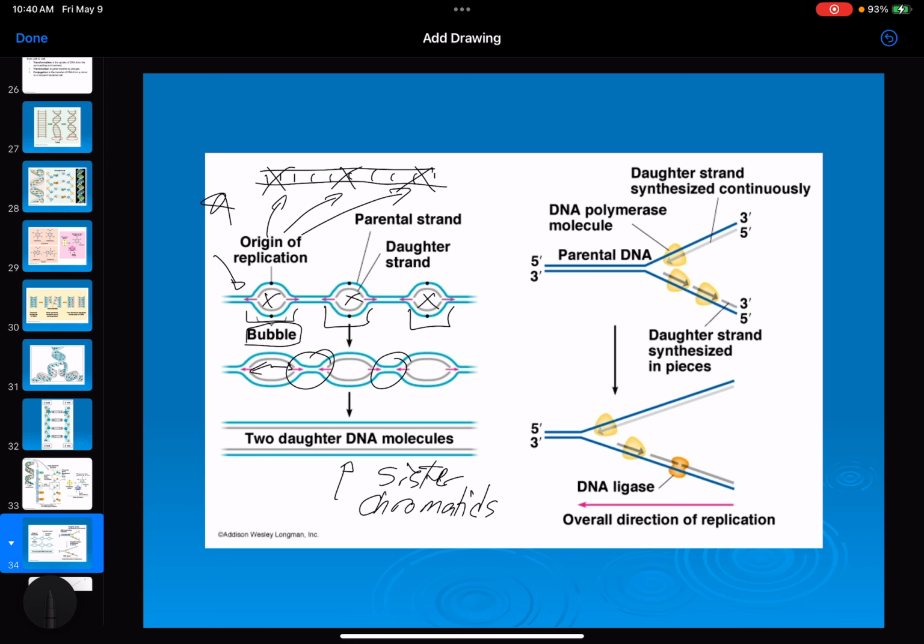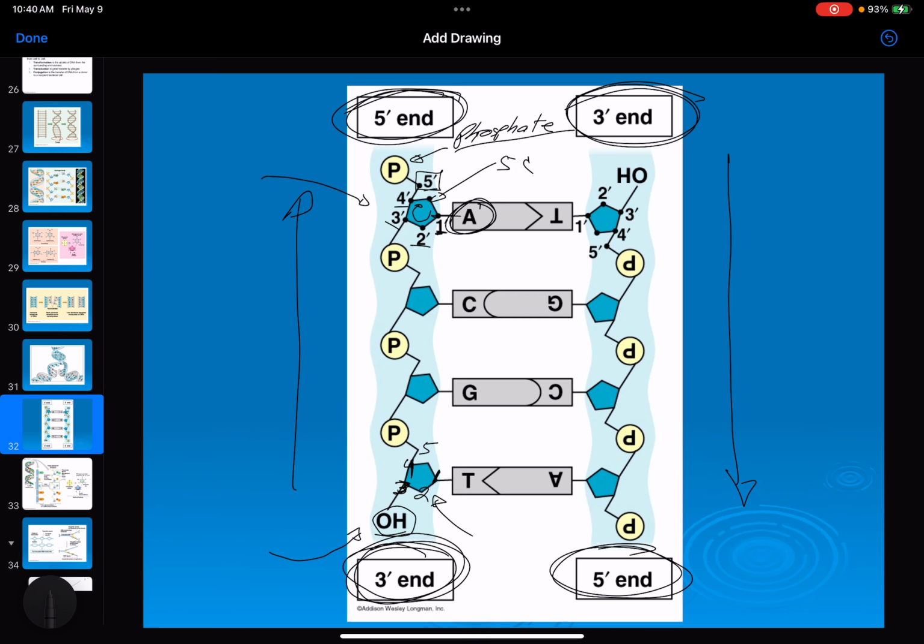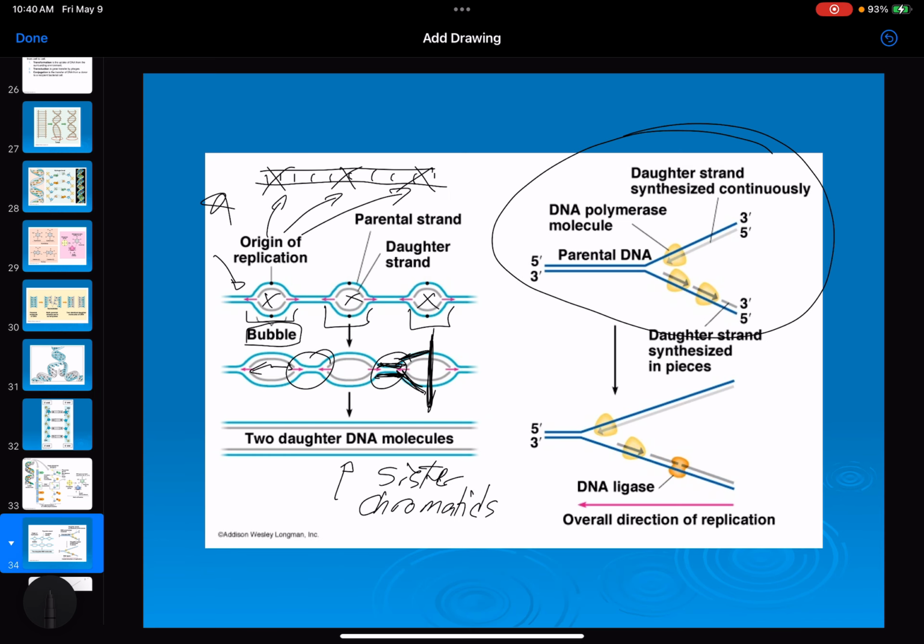Okay, what if I take one of these bubbles and I chop it in half? Then I would have a fork. There's the fork, highlighted in dark. And notice that now we're adding numbers, the 3 and the 5s that we saw in the previous slide. That's important because when we copy DNA, we copy it by reading it always from 3 towards 5. And when we make a new copy, the new copy has to be from 5 to 3.